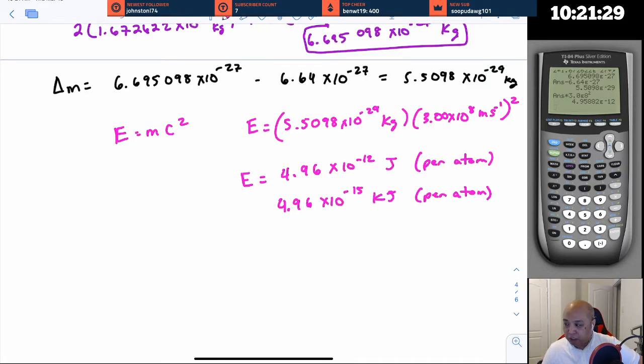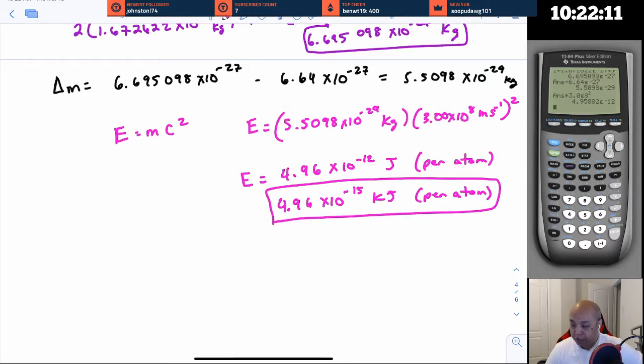Now, that doesn't seem like very much, but that's per atom. So, this energy is the energy that's released when the nuclear reaction happens. That mass defect is how much energy is released in the nuclear reaction. So, a fusion reaction that produces a helium atom like this would produce that much energy per atom.